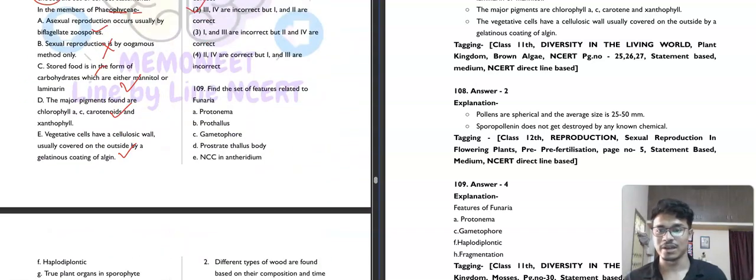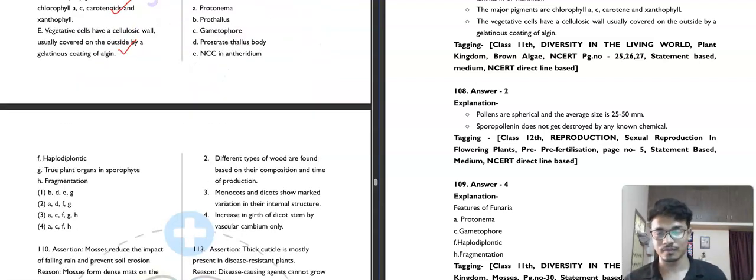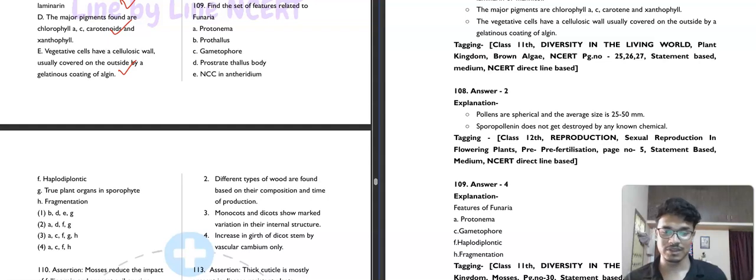Then question number 109. Find the set of features related to Funaria. Okay, Funaria. Okay, and then it is saying protonema, prothallus, gametophore, prostrate thallus body, NCC in antheridium, and haplodiplontic, true plant organs in sporophyte, and fragmentation. So the features of Funaria are clearly written in NCERT word by word. You don't need to put any kind of brain here. You can just remember, and you can also understand why it is like that. They have protonema, absolutely. Then prothallus, because it is a bryophyte, they don't have prothallus.